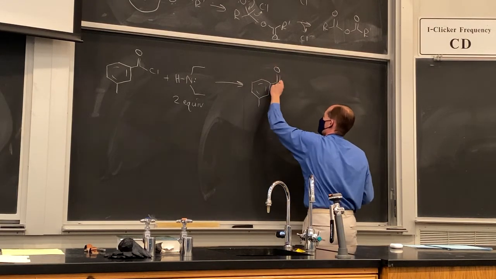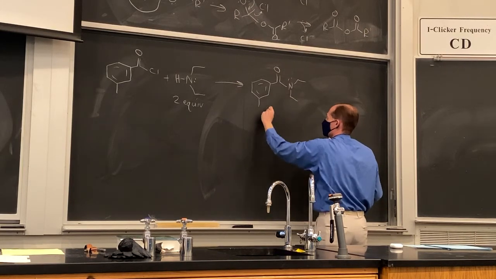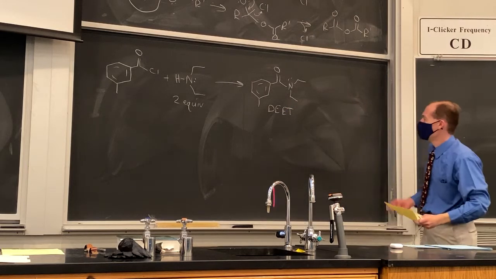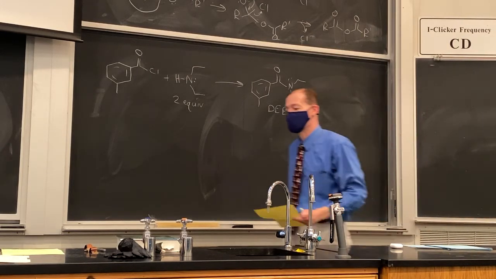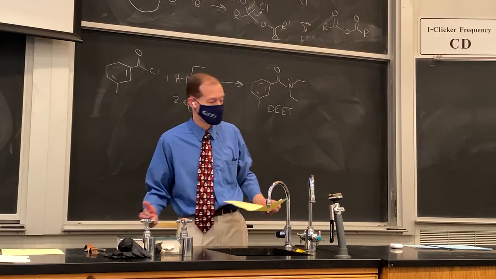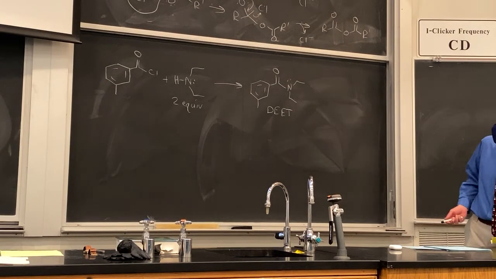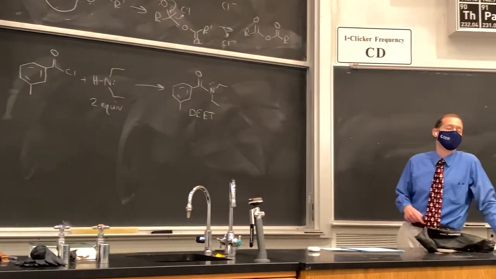This is one that most of you have heard of. Most of you have probably used this one before. This amide is referred to as DEET. What is DEET used for? Yeah, it's in bug spray, mosquito repellent. Okay? So one equivalent of our amine is being used as the nucleophile. What do you think the other equivalent is used for?